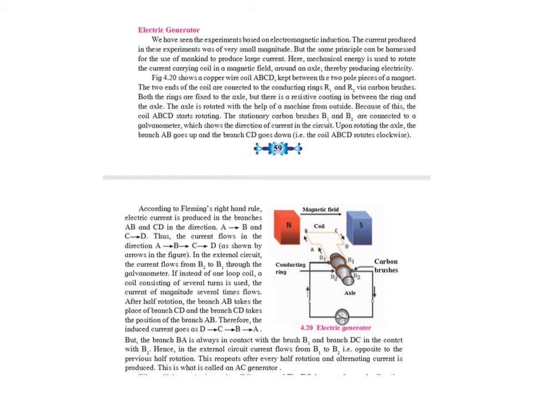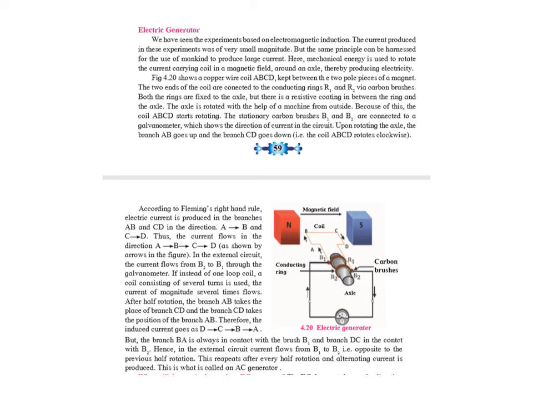Therefore, now the induced current goes from D to C, C to B and B to A. Though it is moving in the clockwise direction, the direction of the current becomes different. But the branch BA is always connected with B1 and DC is always connected with B2. Hence, in the external circuit, the current will start flowing from B1 to B2. That is in the opposite direction as compared to the previous half rotation. This repeats after every half rotation and an alternating current is produced. This is what is called an AC generator.